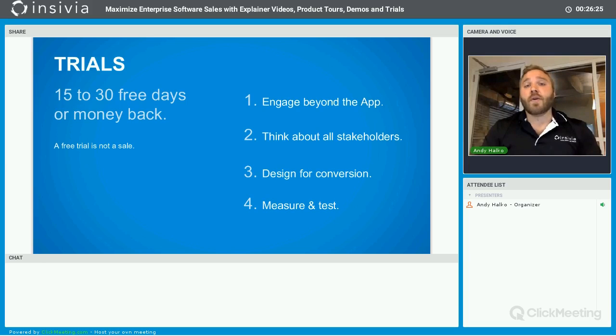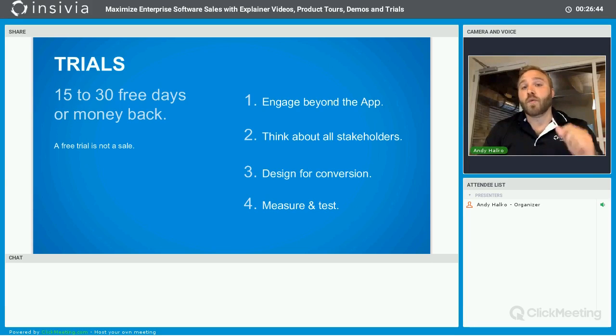But we have to remember that a trial is not a sale. And that's really going to dive into our next topic. Remember that even if you've gotten somebody into a trial, that does not mean that they're closed. Whether it's a money back guarantee or a 30-day free trial, they are not a customer yet.